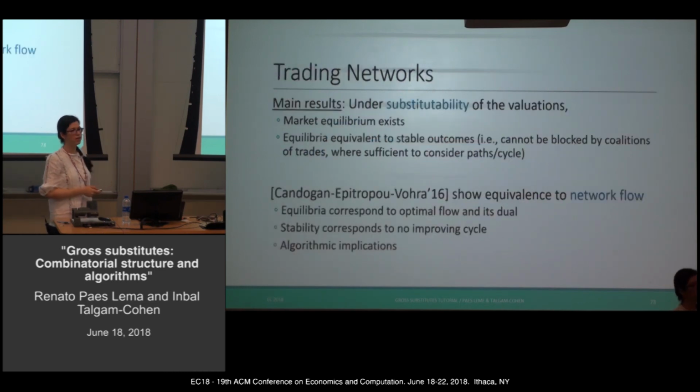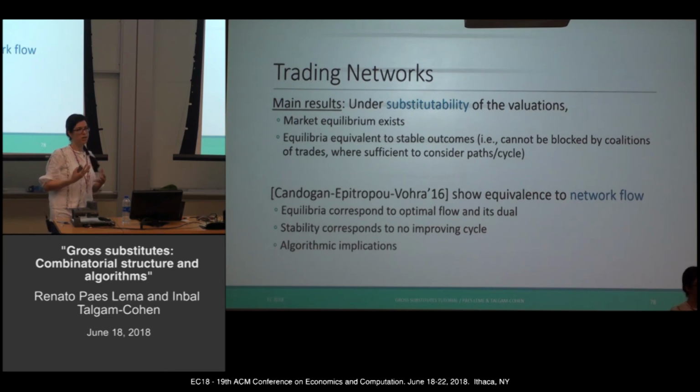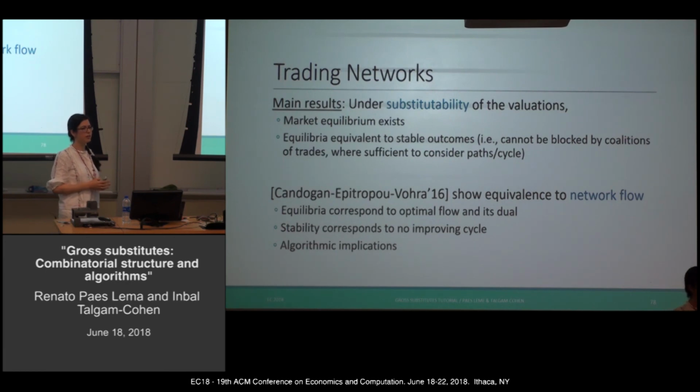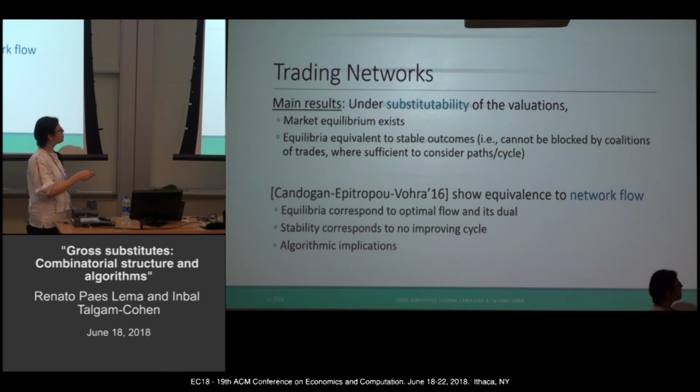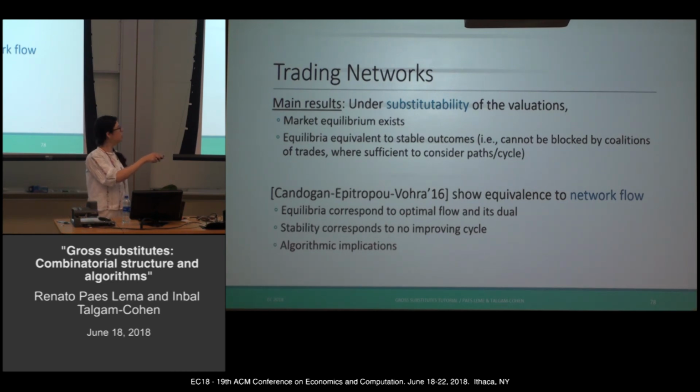Without really going into the details, what are the main results in this area of research? It's a lot about market equilibrium existence, and also about showing that equilibria are equivalent to stable outcomes. Stable meaning that they cannot be blocked by coalitions of trades. And it's interesting that it's sufficient to look at blocking paths and cycles and so on. A really nice paper here is by Kandogan et al. They show equivalence of this model to a network flow model, where equilibria correspond to optimal flow in the dual, and stability corresponds to no improving cycle.